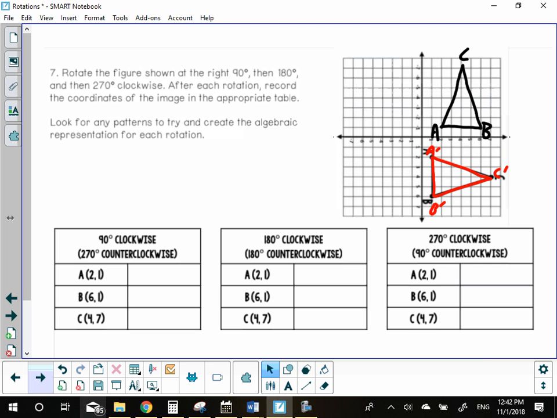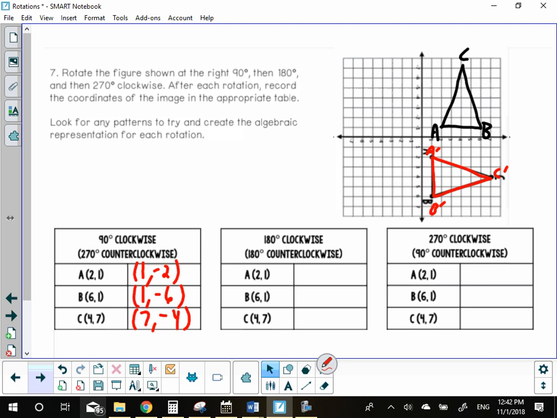So using that, what are my new coordinates for A? 1, negative 2. Okay, what are my new coordinates for B? Yeah, 1, negative 6. What are my new coordinates for C? 7, negative 4.